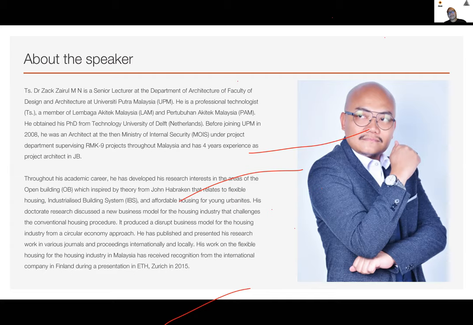I joined UPM in 2008, and in 2010 I pursued my master's, and then in 2012 I started my PhD, and completed everything in 2016. So that's where my interest in housing, and then this open building, came from. The guru is John Habraken. He's a Dutch architect who now resides in the USA. He became a professor in one of the universities in the USA.